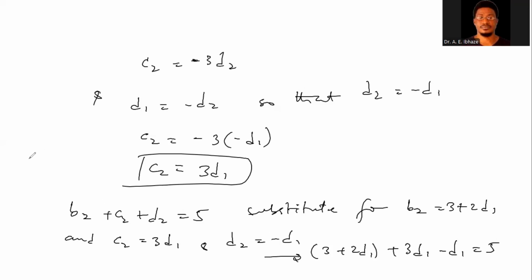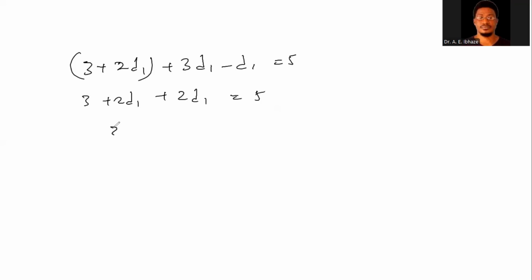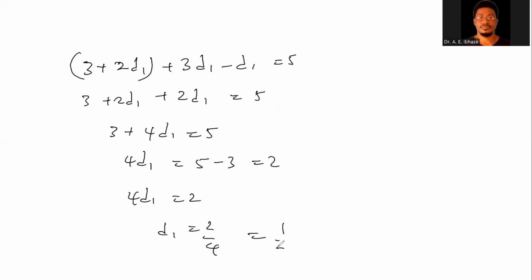So we can simplify this. That's 3 plus 2d1 plus this 3d1 minus d1 will be 2d1, equal to 5. That'll be 3 plus 4d1 equal to 5. Then 4d1 equal to 5 minus 3, which is equal to 2. So 4d1 will be equal to 2. So d1 will be 2 over 4, which is 1 over 2. And then d1 is the same as 1 over 2.